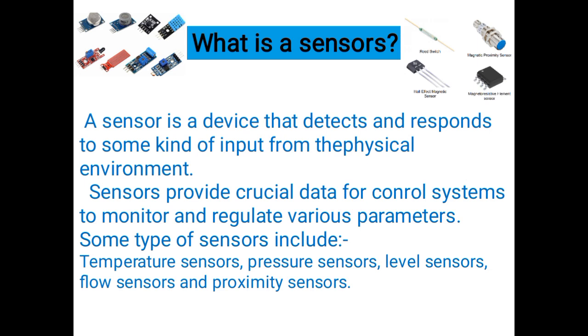A sensor is a device that detects and responds to some kind of input from the physical environment. Sensors provide crucial data for control systems to monitor and regulate various parameters. Some types of sensors include temperature sensors, pressure sensors, level or height sensors, flow sensors and proximity sensors. All these sensors are used to detect inputs from the physical environment and send them to the Arduino for processing.